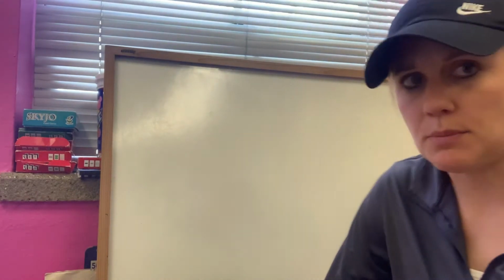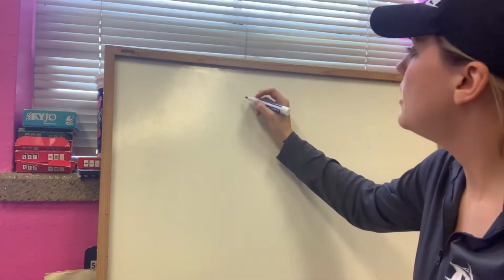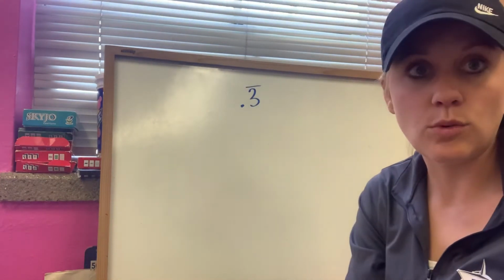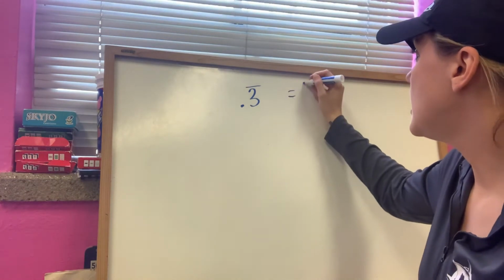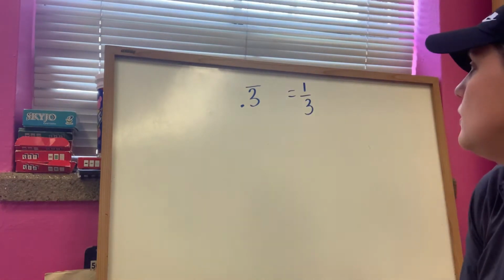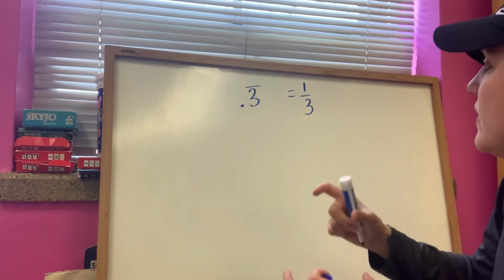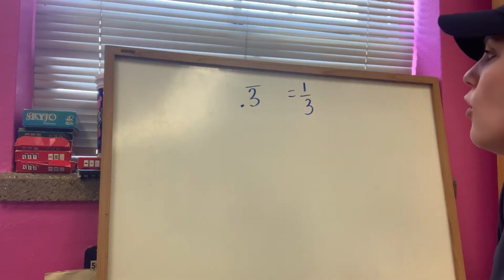So let me give you an example. So we all know that 0.3 repeating is equivalent to 1/3. And how do we know that? We just kind of memorized that 0.3333 repeating is very, very close to 1/3 of a whole.